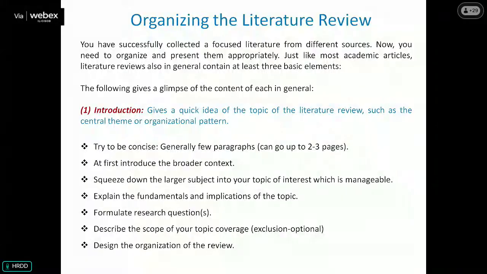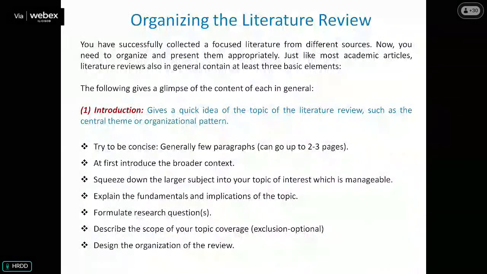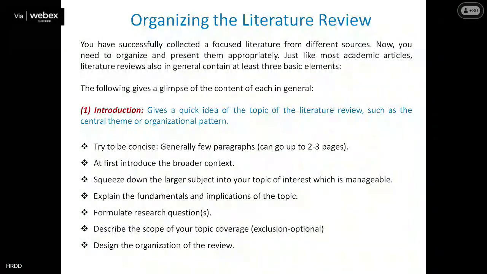Explain the fundamentals and implications of the topic. Formulate research questions. Describe the scope of your topic coverage. Design the organization of the review. How do you do it? Generally, if you see review articles, they will list, in the introduction section itself, what are the different topics which will be taken under review.